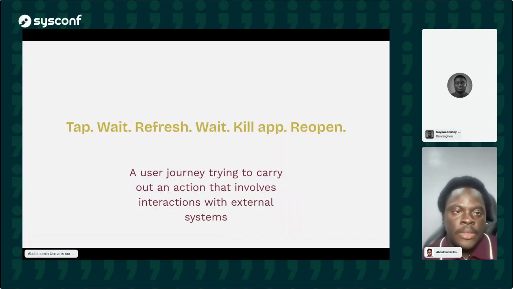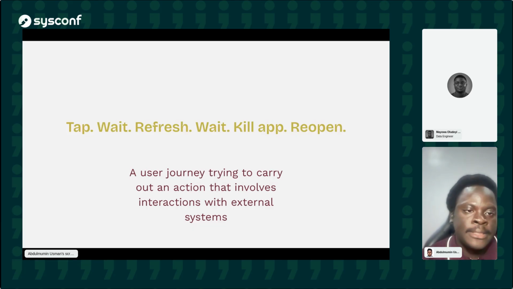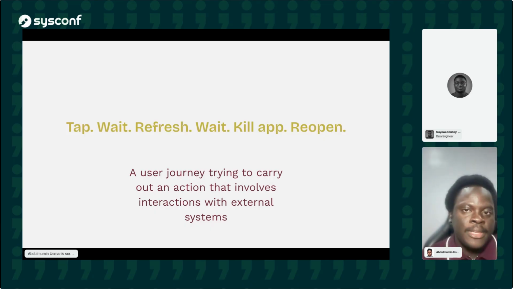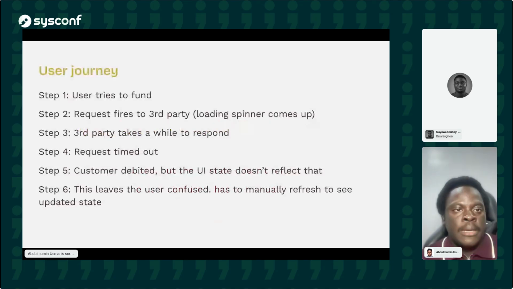So, the typical experience when a user is trying to carry out an action that involves interactions with external systems, for example, third-party systems. You just tap, you wait, you refresh, you wait again, then quit the app, then reopen. Why would this happen? Just a simple user journey.